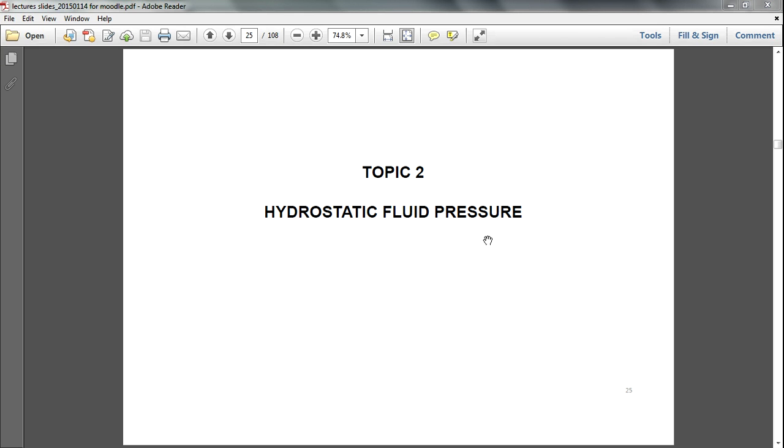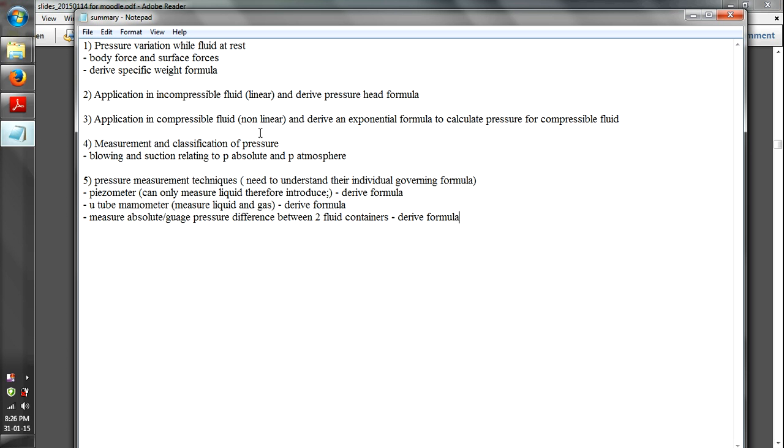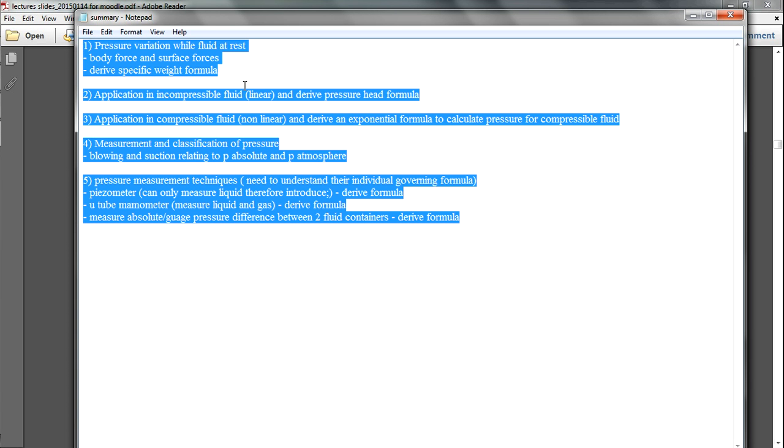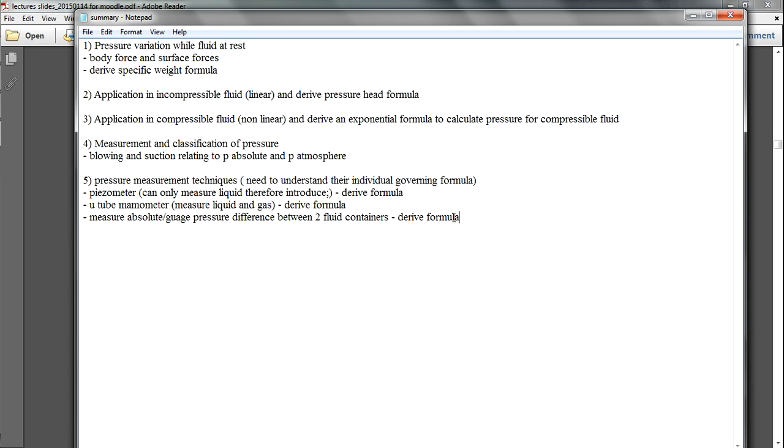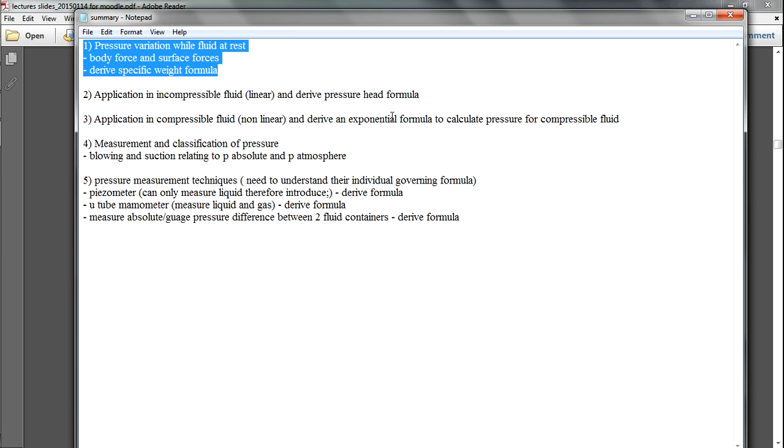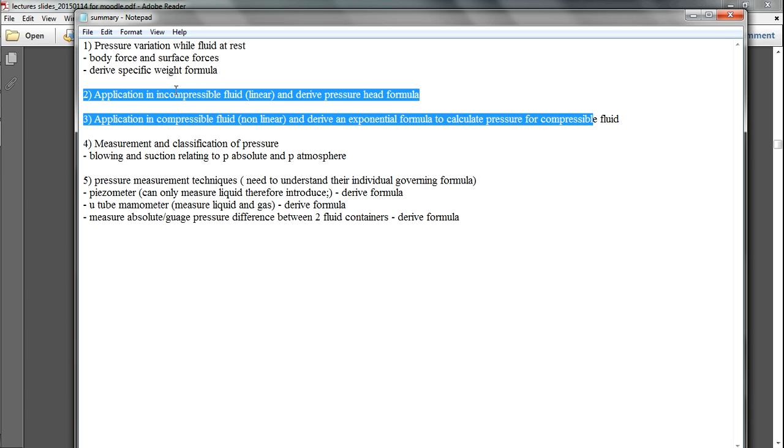Okay, fluid mechanics lesson 2, topic 2, hydrostatic fluid pressure. What does this topic comprise? There are five things. First is the pressure variation while fluid is at rest, and then incompressible and compressible, when you apply this concept to compressible or incompressible fluid.